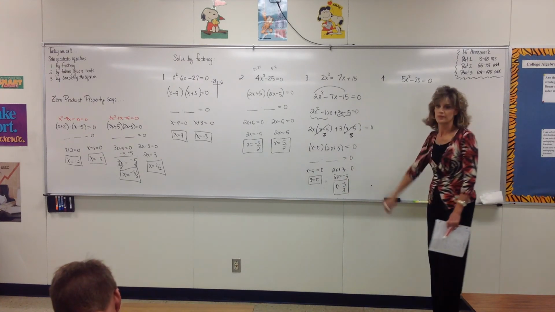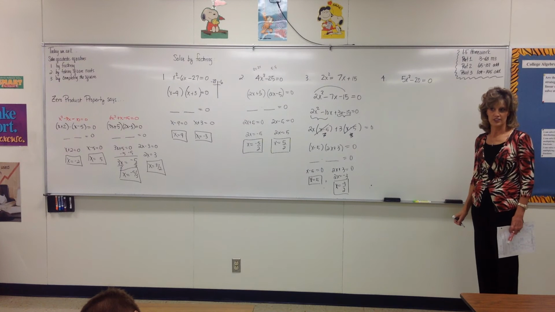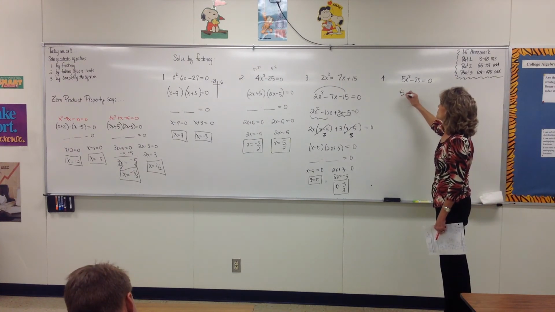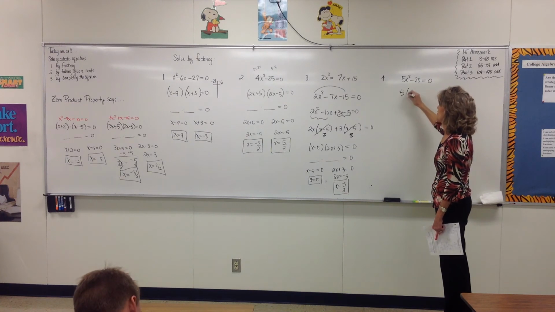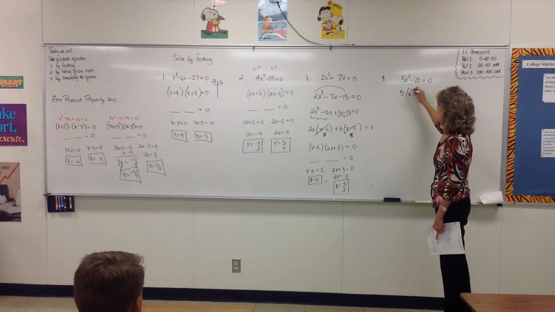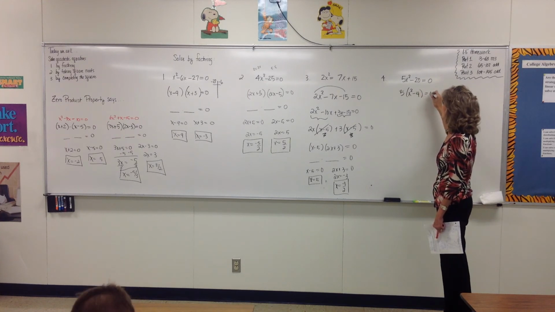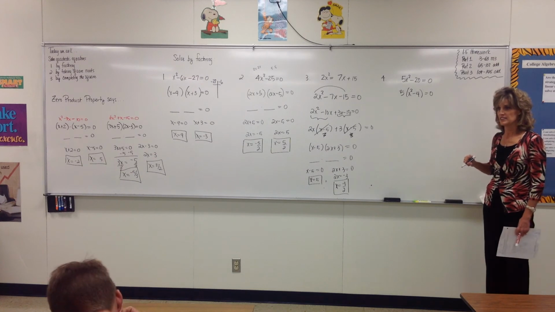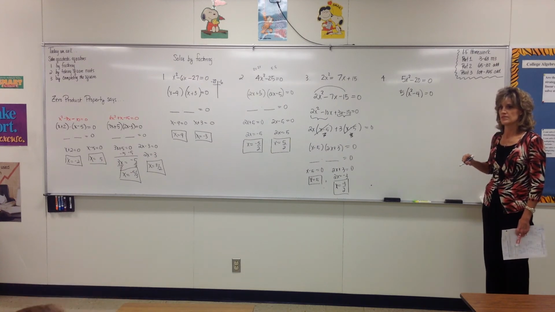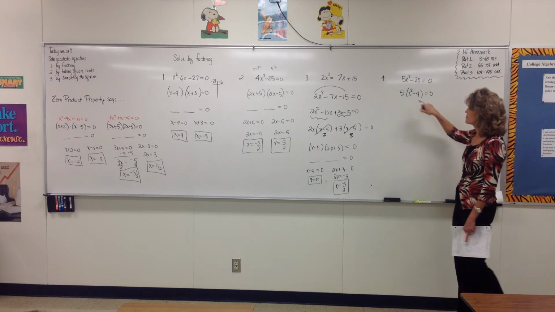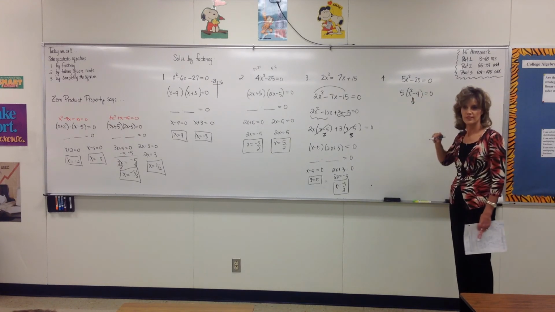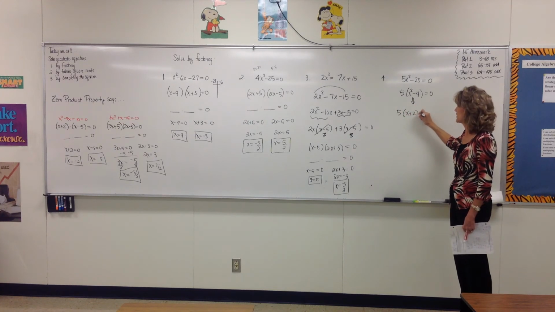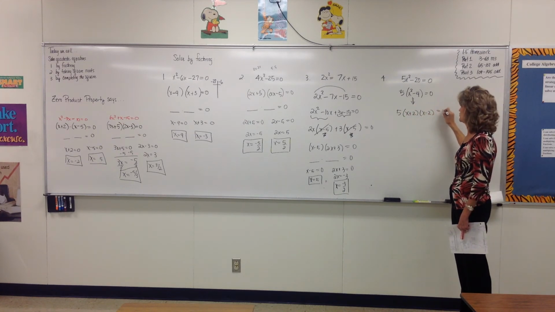On example 4, is there a greatest common factor? That's the thing you always look for first. 5 is common if we take it out. That leaves x squared minus 4. And then, does it factor again? It's the difference of 2 squares, isn't it? Conjugates. If we factor it completely, we'll have 5 times x plus 2 times x minus 2.